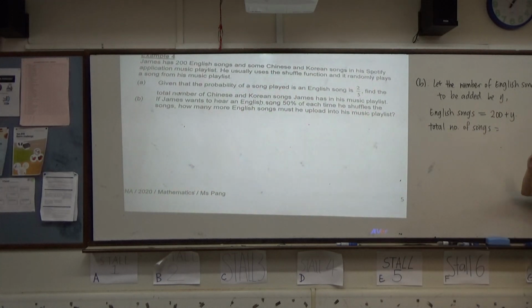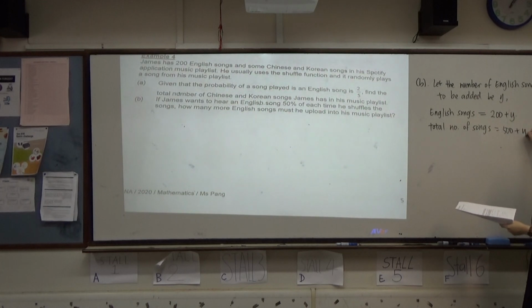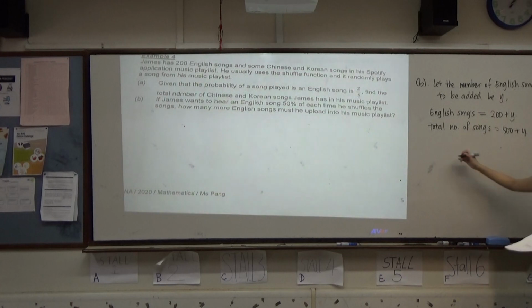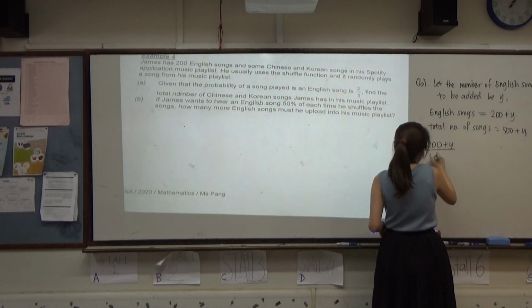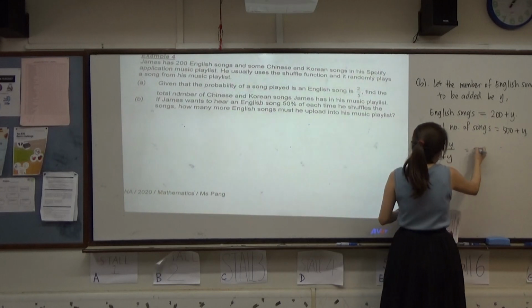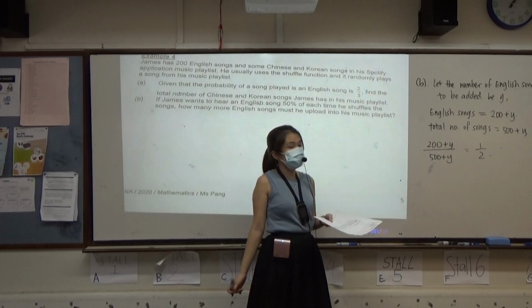500, but that was before, right? In part A we found that there's a total of 500 songs. So how many would there be now? 500 plus y. We want the probability of choosing an English song to be 50%, which is half. So that means 200 plus y over 500 plus y is equal to half. Agree?